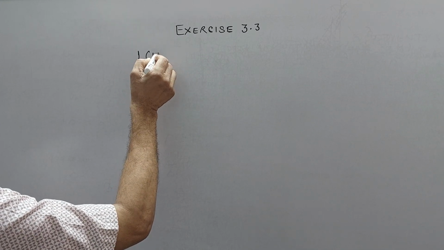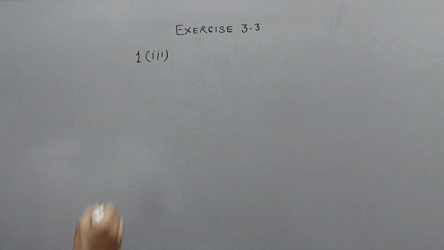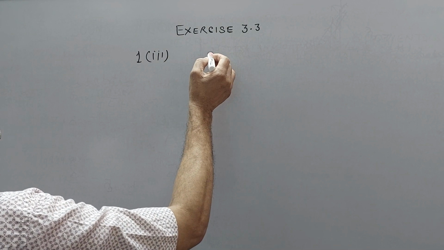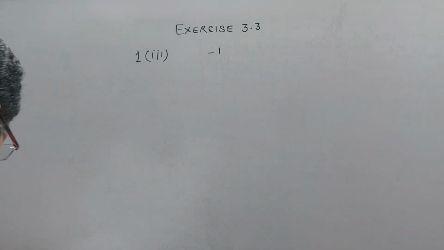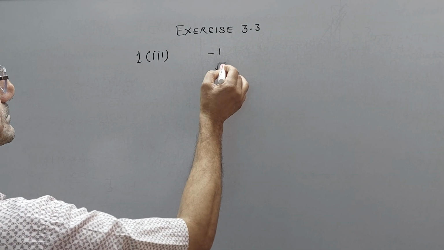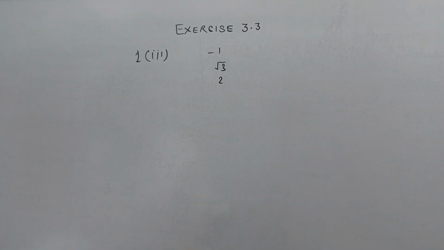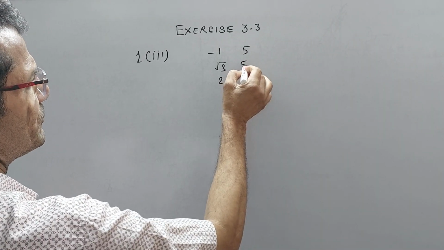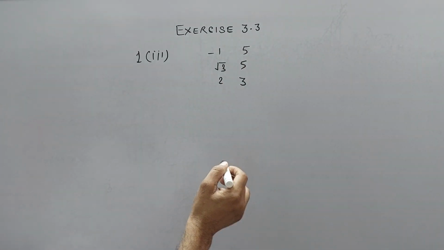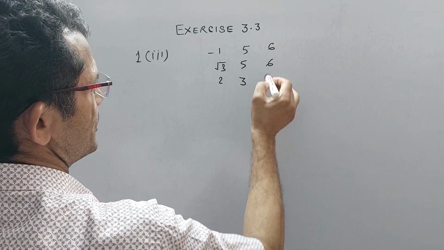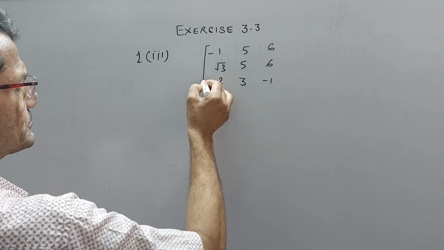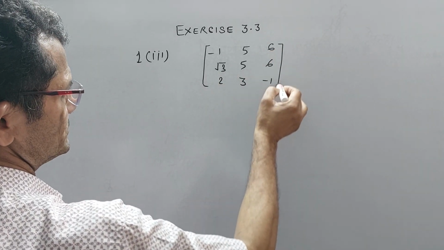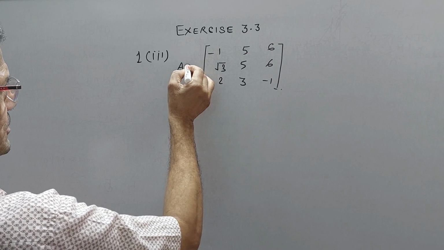I am doing the third part of question number 1. Find the transpose of the matrix. The first column elements are minus 1, root 3, 2, and the second column elements are 5, 5, 3, and the third column is 6, 6, minus 1. This is a matrix of order 3, and it is a square matrix also. Let us denote it by A.